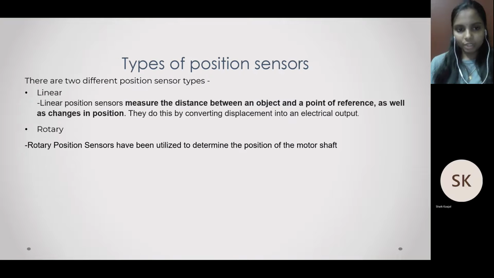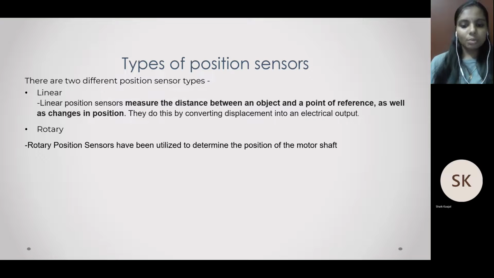There are different types of position sensor. There are specifically two types. One is linear and the other is rotary. A linear position sensor measures the distance between an object and a point of reference as well as a change in position. They do this by converting the displacement into an electrical output. Coming to the second one, rotary. Rotary position sensors have been utilized to determine the position of the motor shaft.